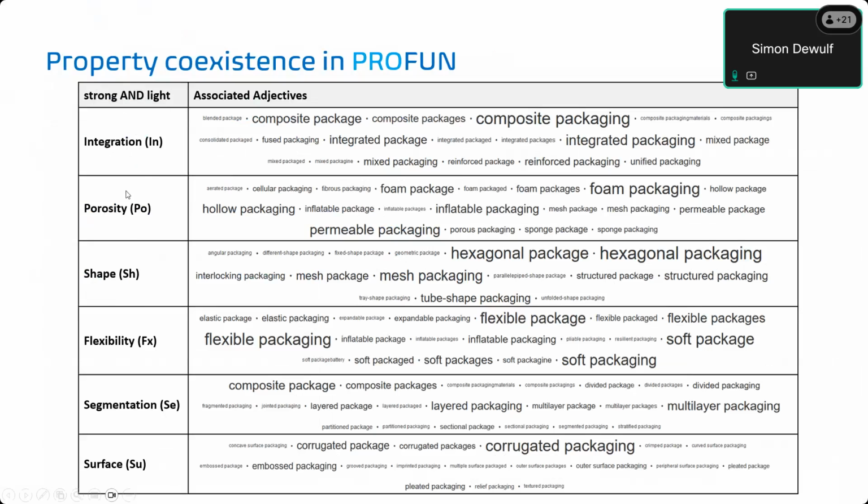But here you basically get what properties you have seen in other products that have made something strong and light. And then you can go to the associated adjectives and say, if integration is about composite, integrated, reinforced, and so on, this is actually an output from the patents. So I've just asked all the patents on paper packaging, show me the examples of where they're making a strong paper and light, and show me how. And one came out with inflatable packaging.